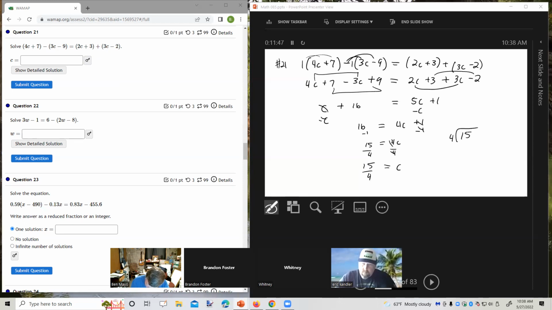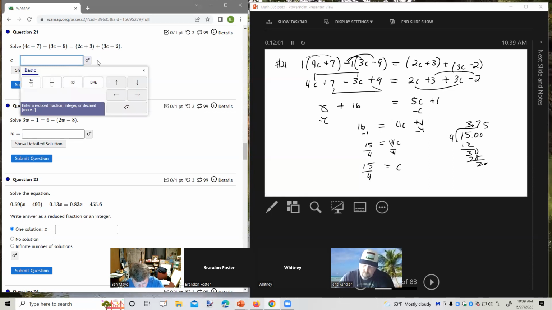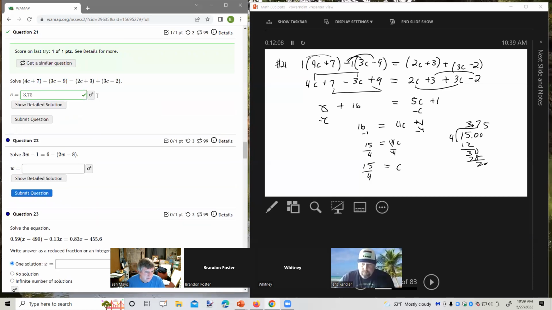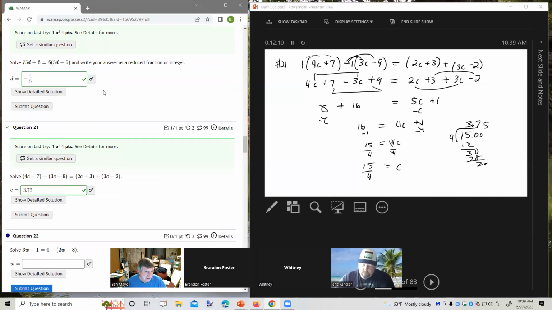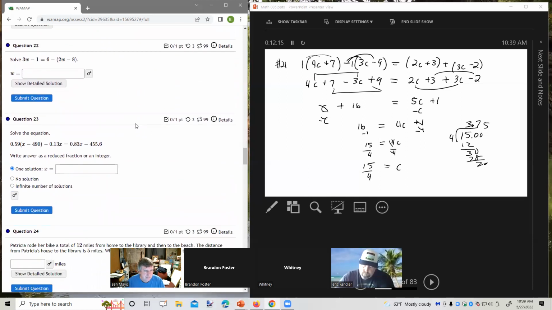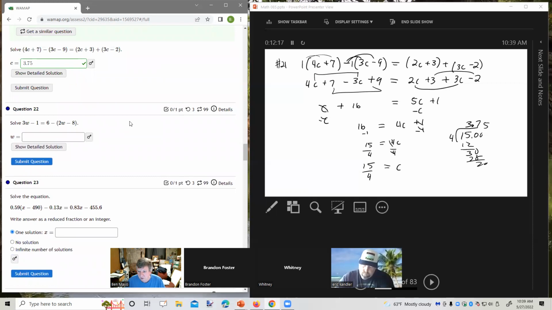15 divided by 4 would be 3.75. Let's see what happens. I'm just curious. I put in 3.75. Yeah, it accepts it. I don't know back here if we put in a decimal whether it would have liked it or not, but I'm not going to mess with it. Anyway, you could also put in 15/4.